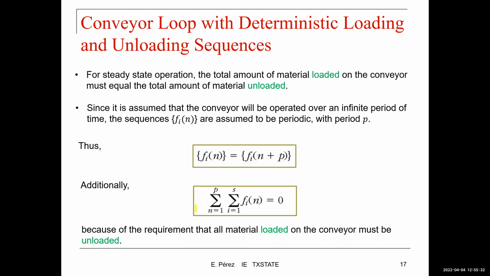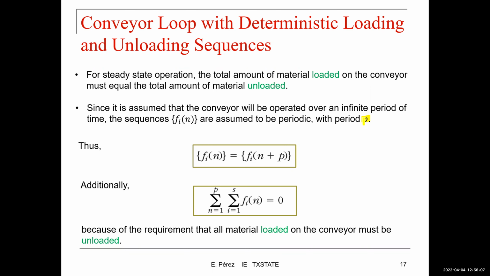So for steady state operation, the total amount of material loaded on the conveyor must equal the total amount of material unloaded. This is just the basic definition of flow. Everything goes in, and the only thing you can get out of the system is what goes in. Since it is assumed that the conveyor will be operated over an infinite period of time, the sequences Fi of N are assumed to be periodic, and we're going to define also the period for that.